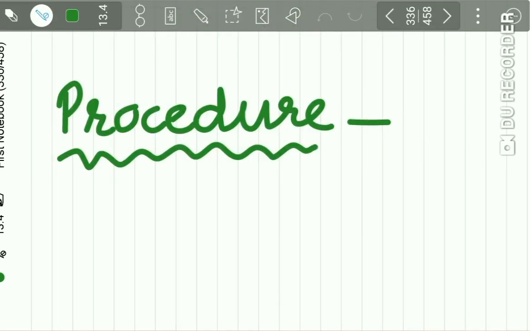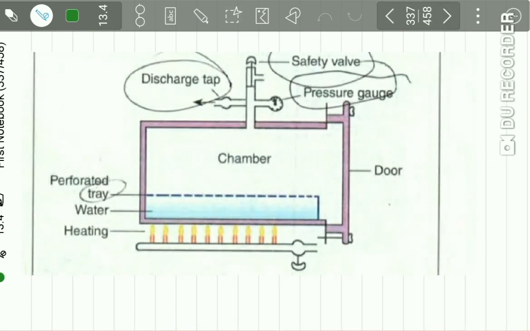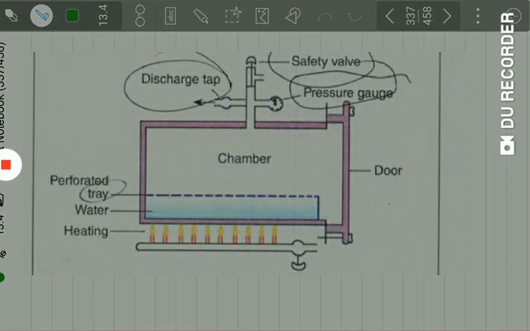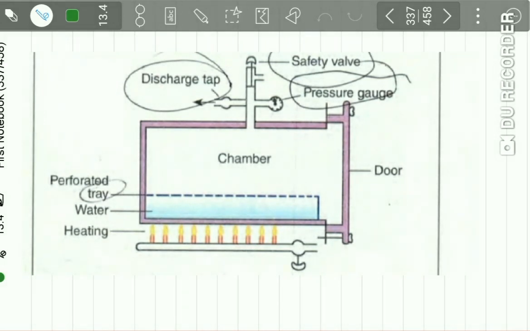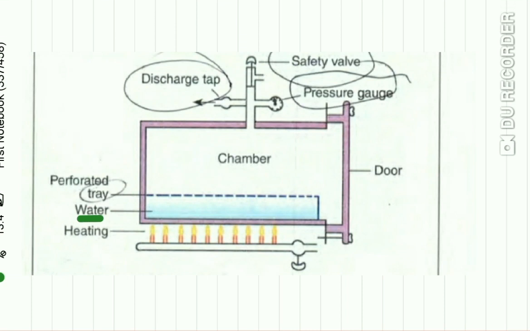Now the procedure of autoclave. The cylinder of the autoclave is filled with a sufficient amount of water and the material to be sterilized is placed on the tray. The lid is closed with the discharge tap open. First the discharge tap is kept open, then the heating process is started. The safety valve is adjusted to the required pressure.